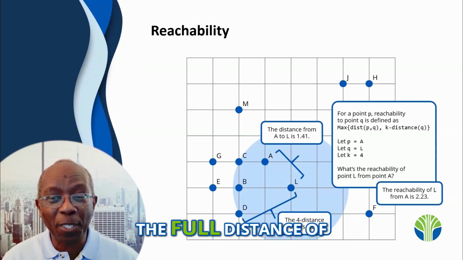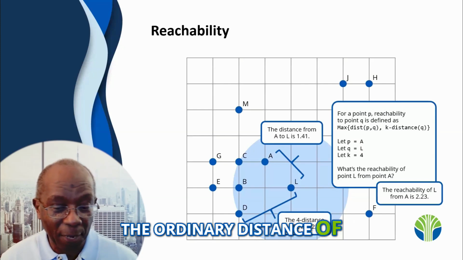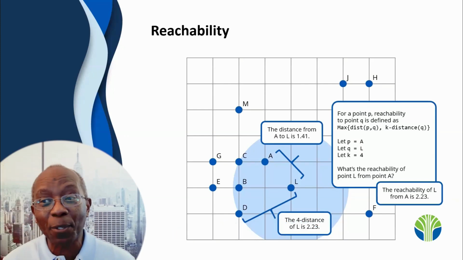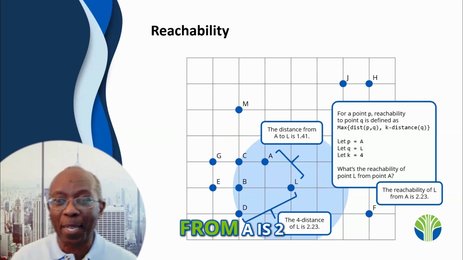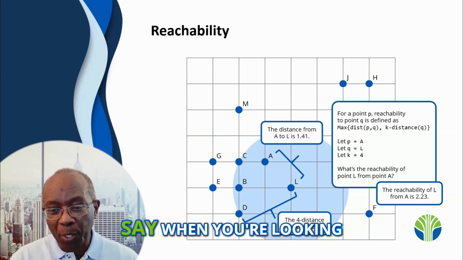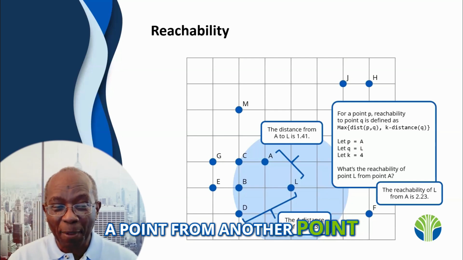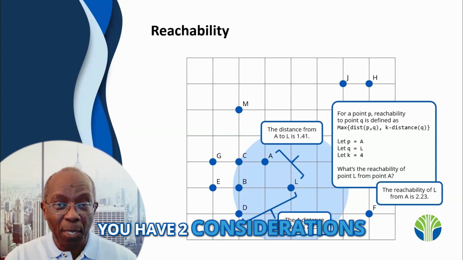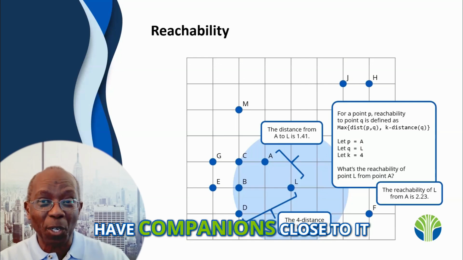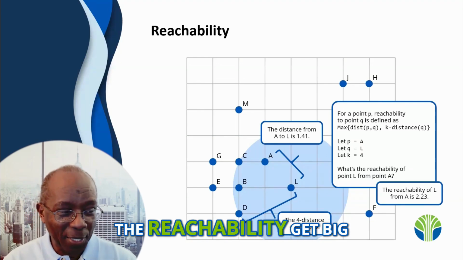Notice that this time the distance of L is bigger than the ordinary distance of A from L. And so the 2.23 is going to win out, and the reachability of L from A is 2.23. So let's put this together and say, when you're looking at the reachability of a point from another point, you have 2 considerations. A, how far are they from each other? And then secondly, does the other point have companions close to it? Because if it doesn't, that's going to make the reachability get big.